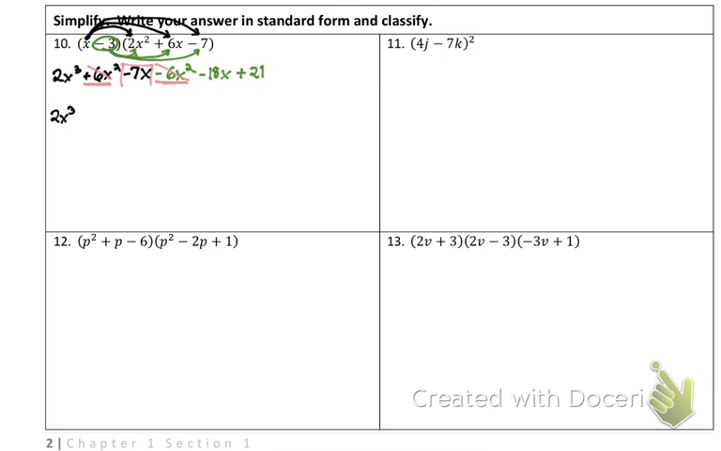Then I have this negative 7x. I have this negative 18x. Negative 7x and negative 18x will be a negative 25x. And then finally, I'll have a plus 21.